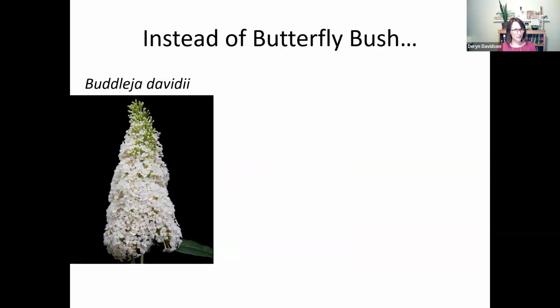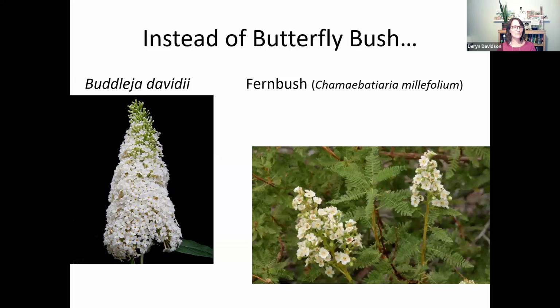Instead of butterfly bush, this is one that when I do these talks in person and I say instead of butterfly bush, I sort of get gasps from the crowd because people love butterfly bush. But again, if you're really trying to push towards native, increasing biodiversity and supporting more wildlife, fernbush is an excellent one. So again, similar flower shape. It blooms all summer long, and this one will be absolutely covered in pollinators. Pollinators love this one too. Very drought tolerant. I feel like this one could be used a lot more.